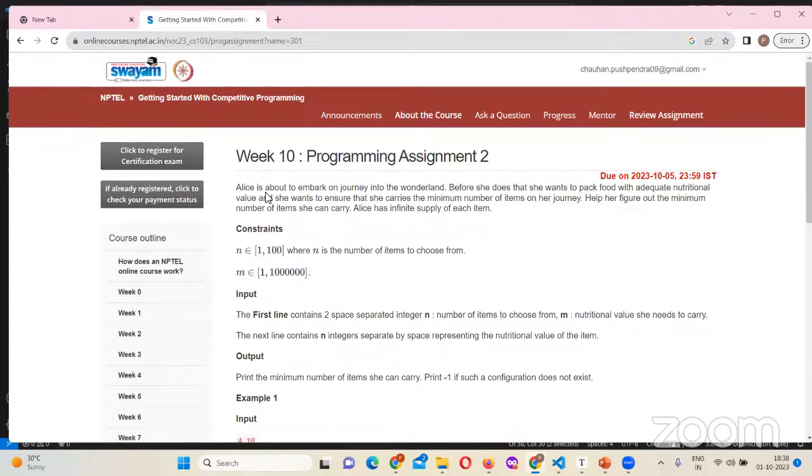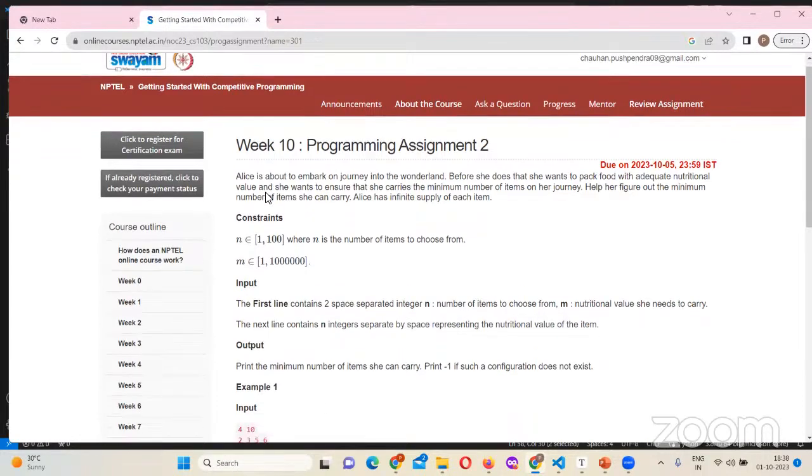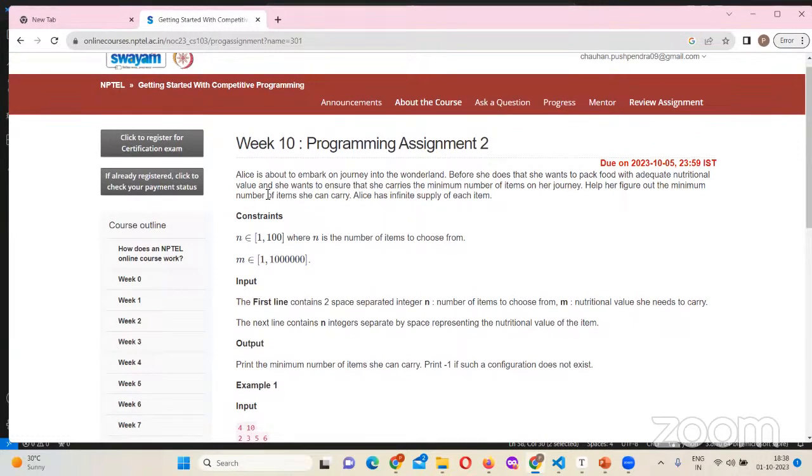Okay, so the week 10 programming assignment 2 is actually pretty straightforward, but yeah, the problem statement goes like this: Alice is about to embark on a journey into the wonderland. Before she does that, she wants to pack food with adequate nutritional value, and she wants to ensure that she carries the minimum number of items on her journey. Help her figure out the minimum number of items she can carry. Alice has infinite supply of each item.